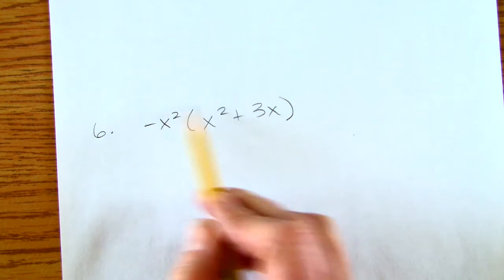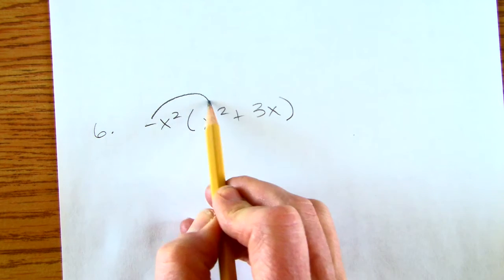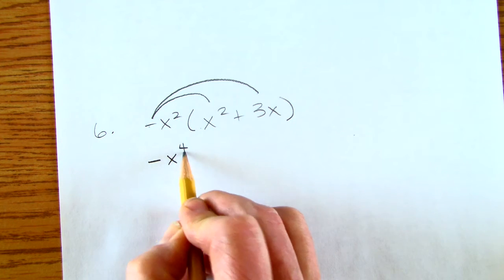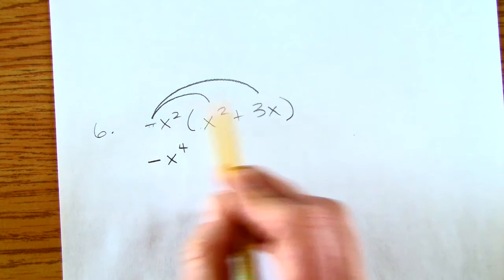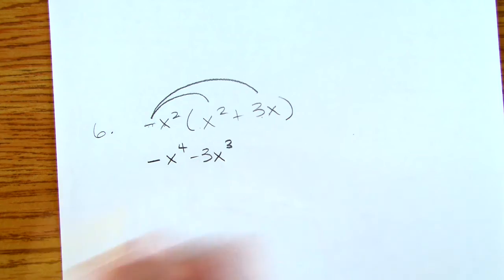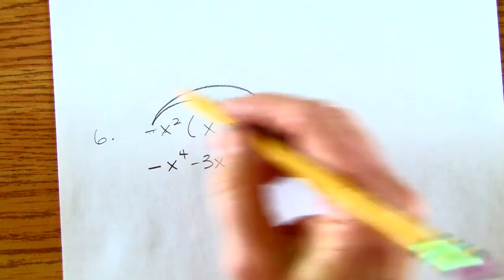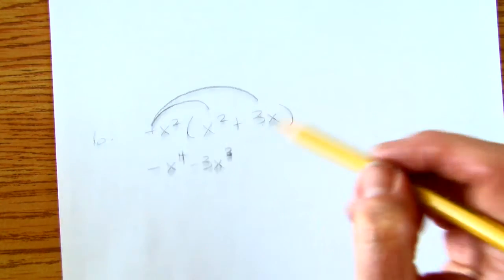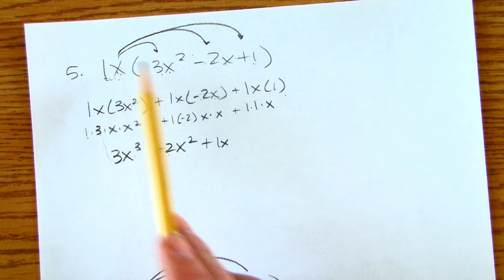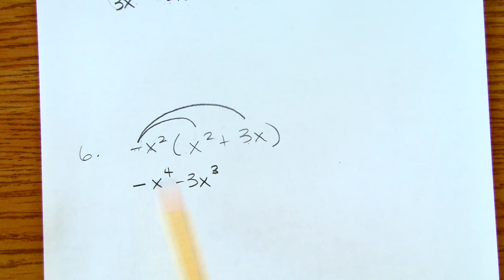There you go. Little tricky when I've got a negative out front. I'm going to distribute this to this. So negative 1 times positive 1 is negative x squared times x squared is x to the 4th. And then negative times positive 3 is negative 3. X squared times x is x cubed. So it's just the distributive property. If you feel like writing it out will help you, then write them out. If you feel like you can just do it in your head, you can do it in your head as long as you're getting it right.